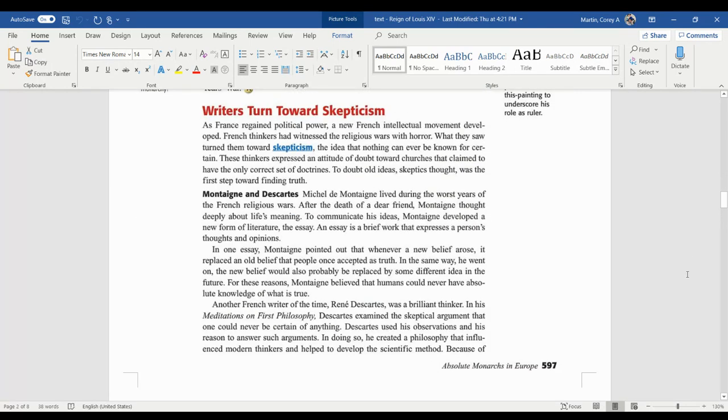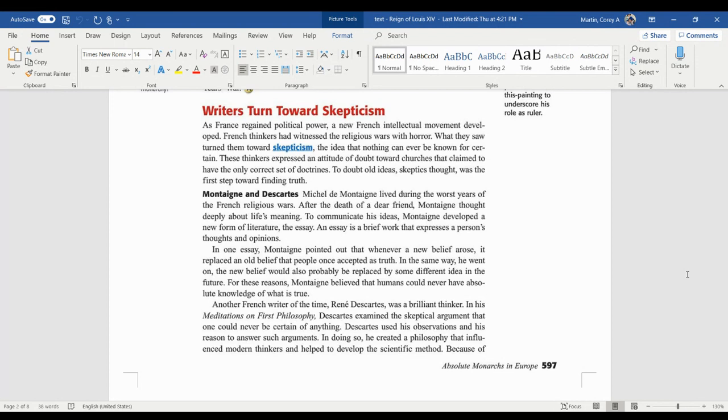Writers turned towards skepticism. As France regained political power, a new French intellectual movement developed. French thinkers had witnessed the religious wars with horror. What they saw turned them towards skepticism, the idea that nothing can ever be known for certain. These thinkers expressed an attitude of doubt toward churches that claimed to have the only correct set of doctrines. To doubt old ideas, skeptics thought, was the first step toward finding truth.